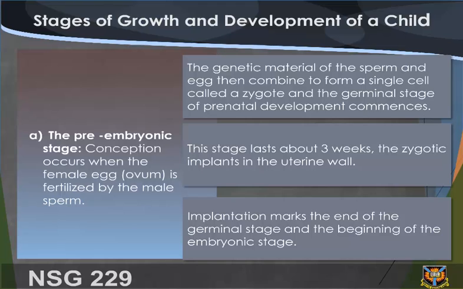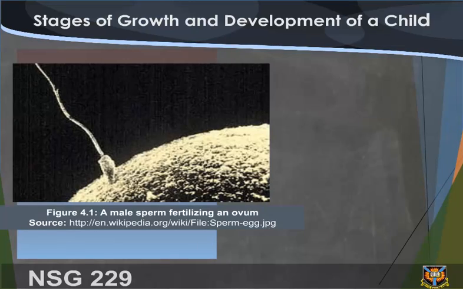Conception occurs when the female egg, the ovum, is fertilized by the male sperm. The genetic material of the sperm and egg then combine to form a single cell called a zygote, and the germinal stage of prenatal development commences. This stage lasts about 3 weeks. The zygote implants in the uterine wall. Implantation marks the end of the germinal stage and the beginning of the embryonic stage.